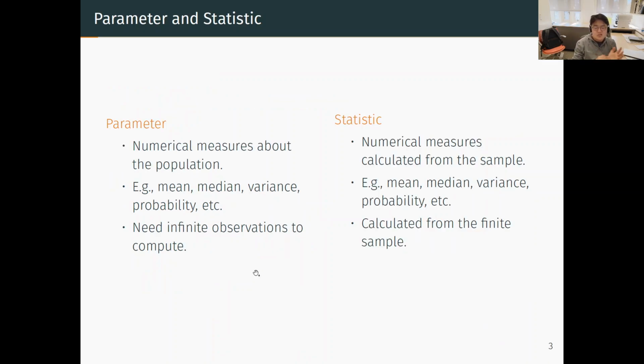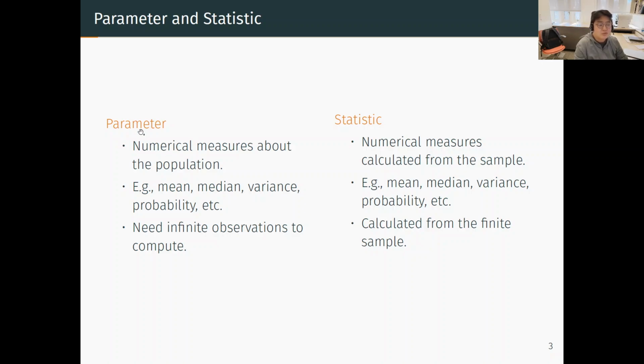So, like we distinguished the population and the sample, the population is basically what we want to know, and the sample is what we observe. So we make those distinctions. And similarly, we distinguish parameter and statistic in a similar manner. The parameter is a numerical measure that is about the population. So this is basically what we want to know. We want to know the parameter. It can be mean, median, variance, probability, whatever you are curious about. Whatever you want to know is called the parameter.